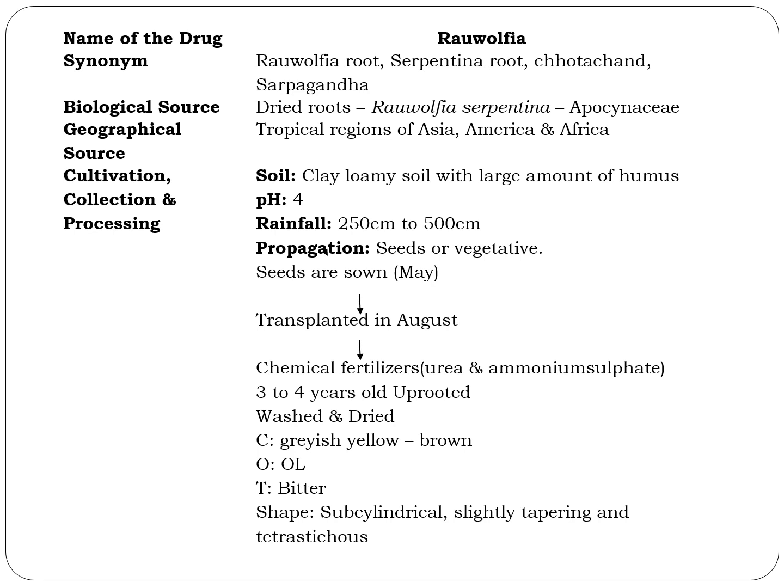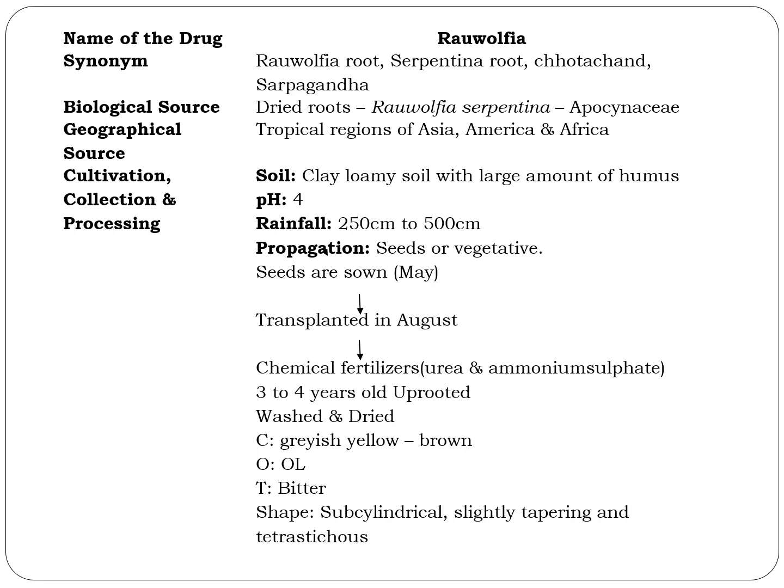Coming to seed propagation, the seeds are sown in the month of May. Later, they are transplanted to the main field in the month of August. Chemical fertilizers like urea and ammonium sulfate are used to propagate this particular plant. And 3 to 4 years have to be completed to complete its propagation. After 3 to 4 years, the old plant is preferably selected for uprooting.